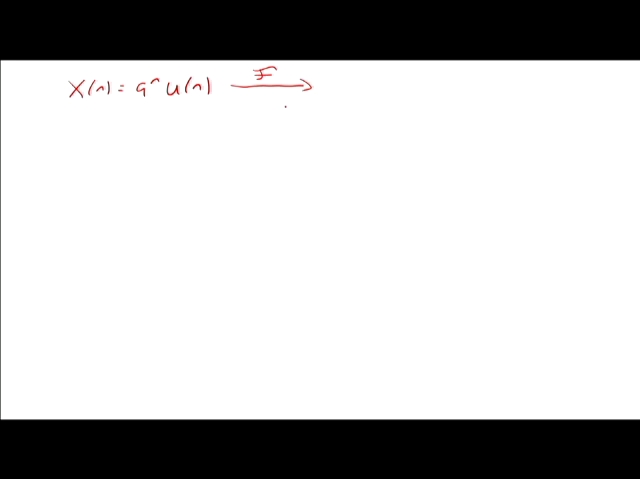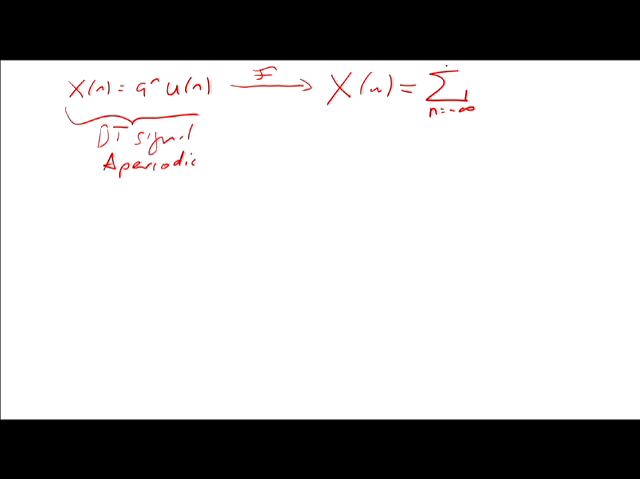I'm told that, first of all, this is a discrete time signal. And it's also aperiodic. Therefore, I need to take the Fourier transform in order to get X of omega. So in order to do that, what I need to do is sum from n equals minus infinity to infinity and take whatever x of n is times e to the j omega n.